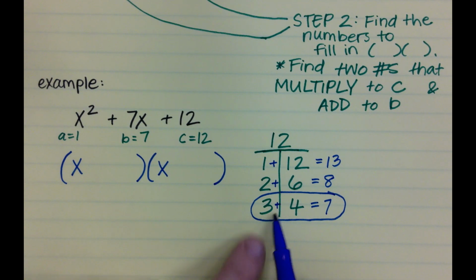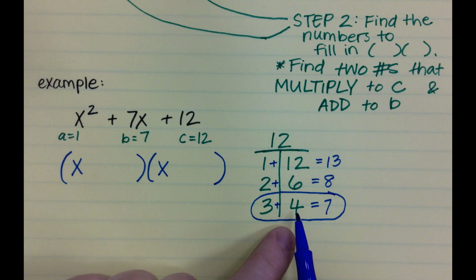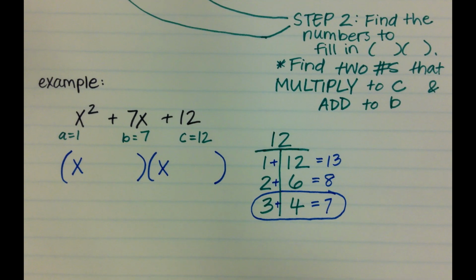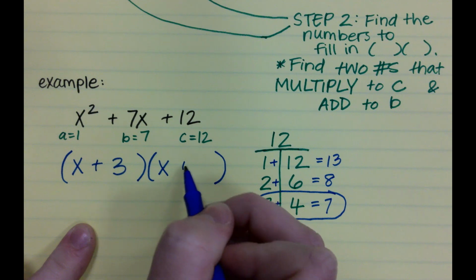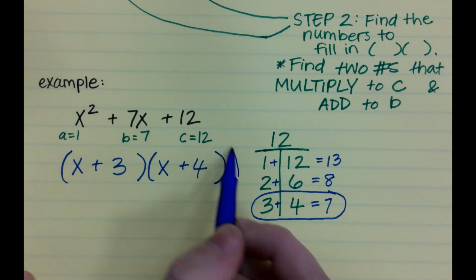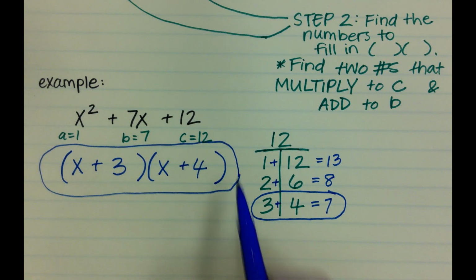Okay? So since we have a positive 3 and a positive 4, all we do is write plus 3 and plus 4. And guess what? That's your answer. That's it. It's really not so bad. And we're going to do a million practice problems until this is like second nature to you guys. You're going to be doing this in your sleep.